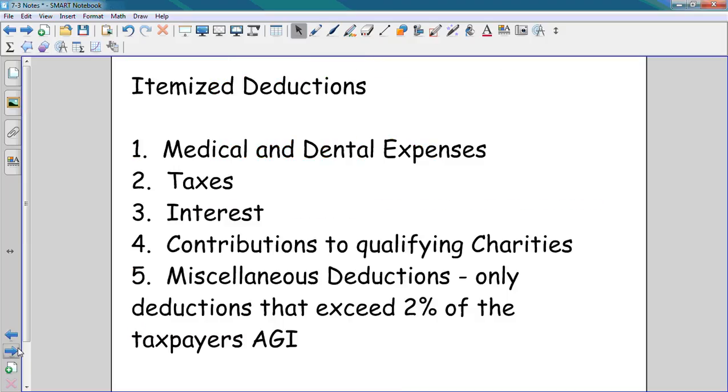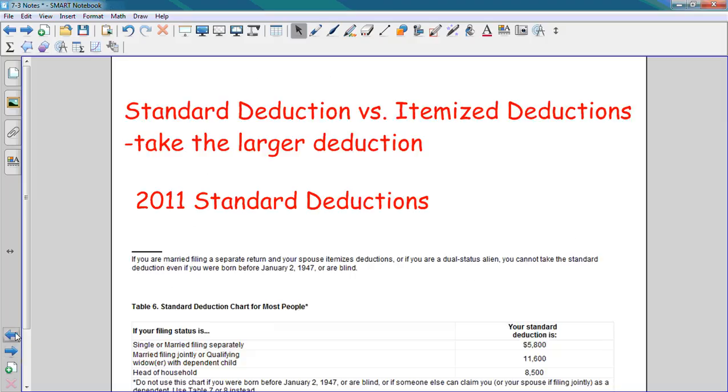Just numbers. I like how it said you can't use a chart if you're blind. How would you use it anyway? Oh, I'm glad you saw that. If you read the top there, it says if you are married filing a separate return and your spouse itemizes deductions, or if you are a dual status alien, you cannot take the standard deduction, even if you were born before January 2nd, 1947, or if you are blind. For some reason, blind people and people over 65 get to take separate deductions out. They get a completely different set of deductions, a completely different table.